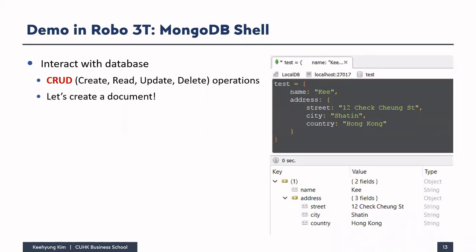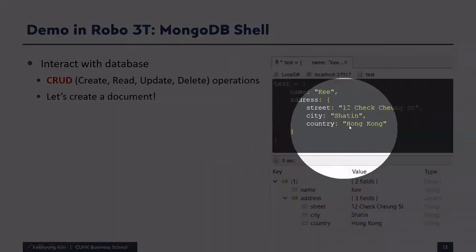And in this MongoDB shell, you can also interact with the database system. The operations you can perform are these 4 things: CRUD, which is create, read, update, and delete information stored in MongoDB. So we can create a document like this. First of all, let's try this code here.